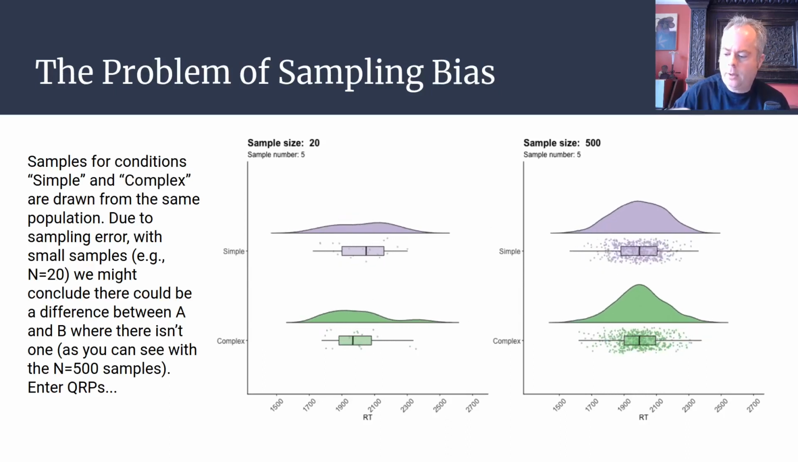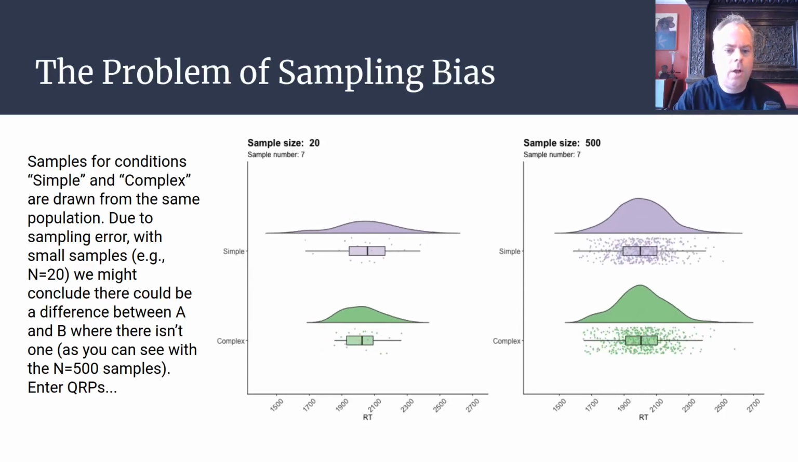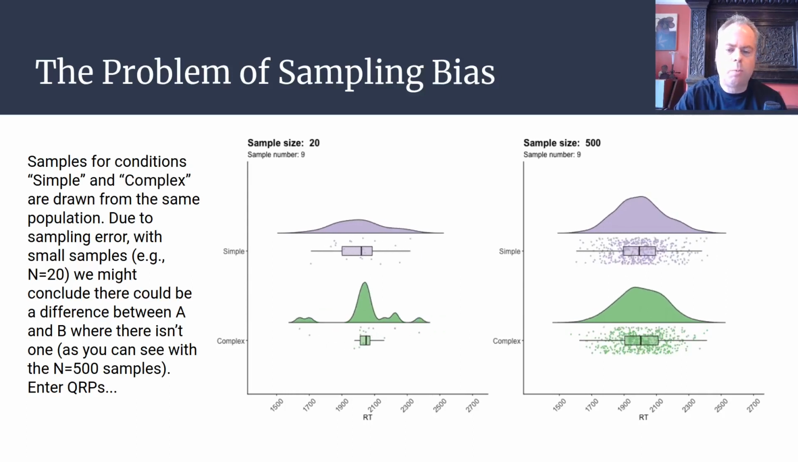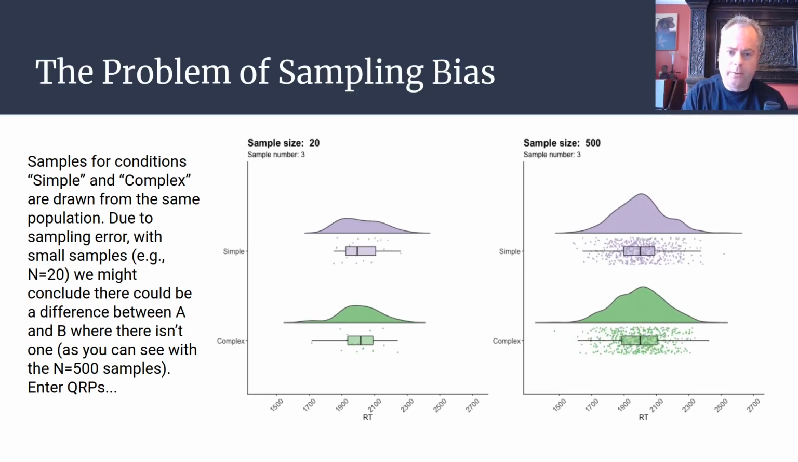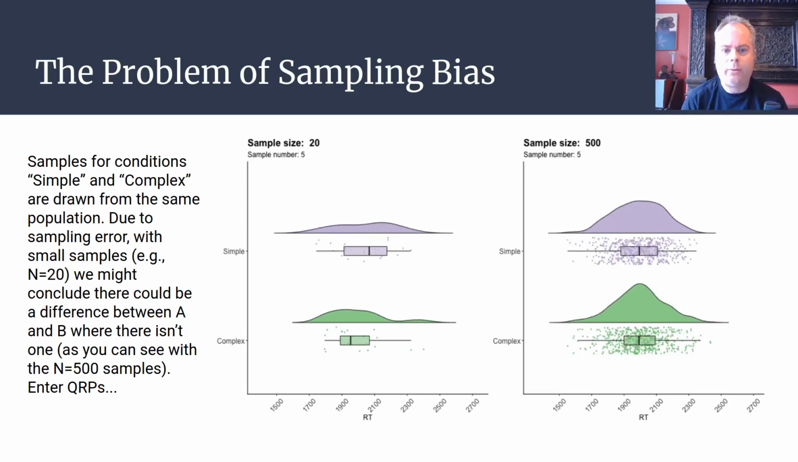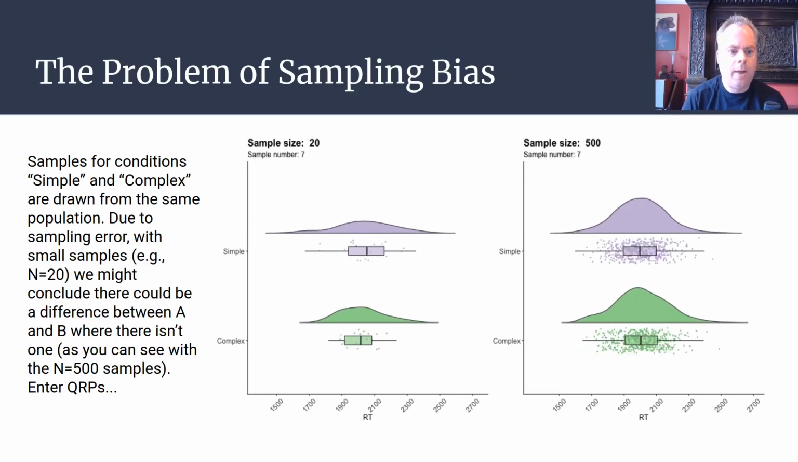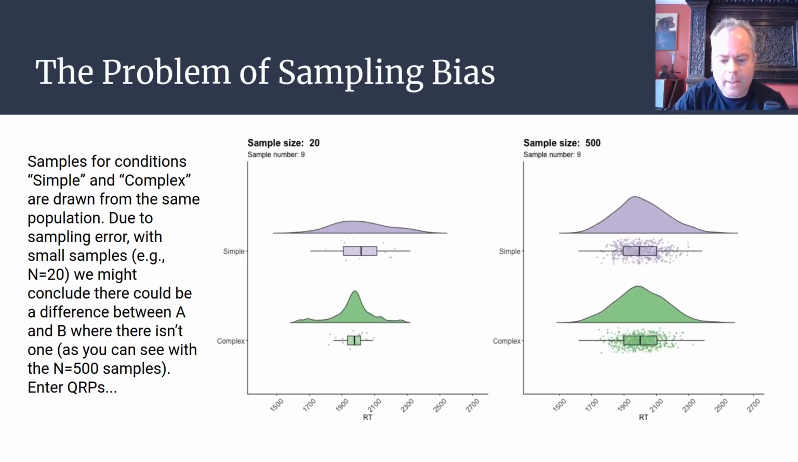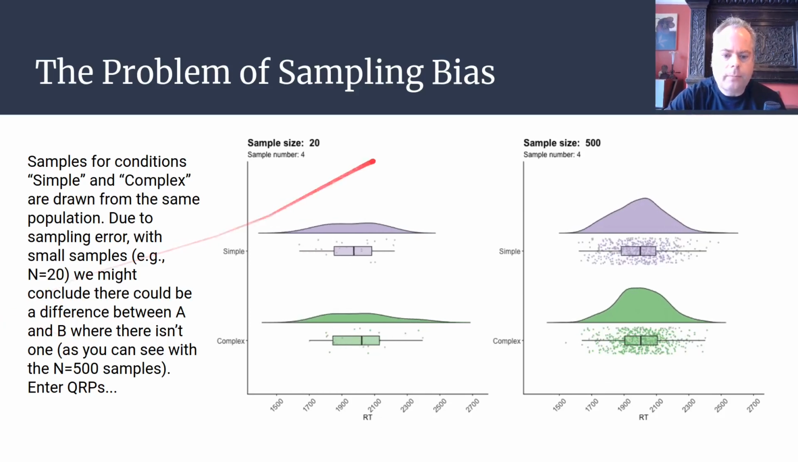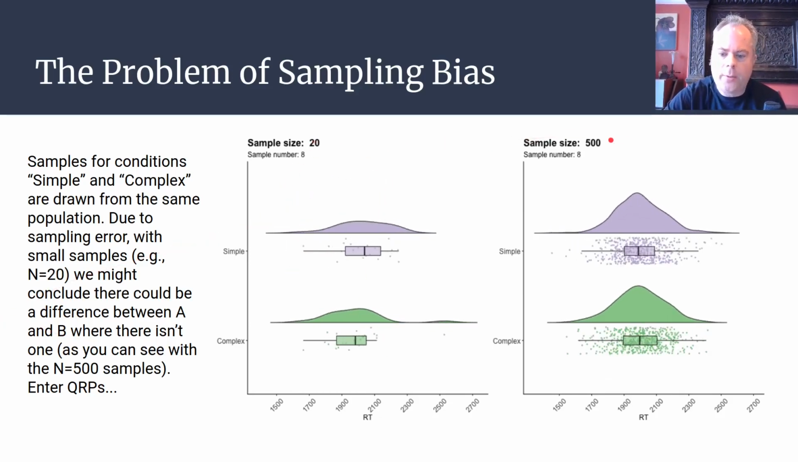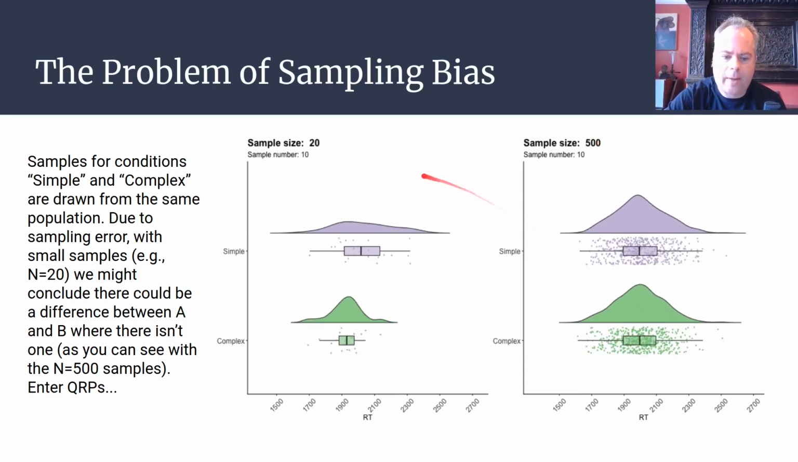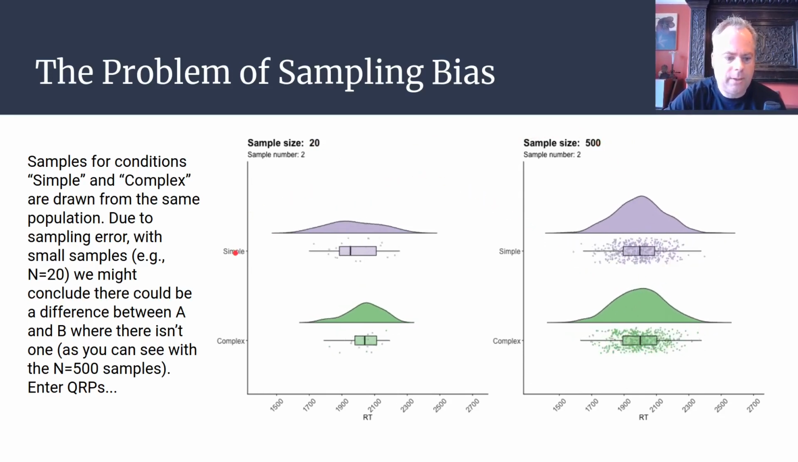So we have to consider also the issue of sampling bias. When we're taking random samples from a population, some of those samples will be more or less representative of that population than others. Here's a little animation that I did using gganimate, where in the left panel we can see a case where we've got a sample size of 20. On the right panel, our sample size is 500, and we've got 2 experimental conditions. I've just called them simple and complex.